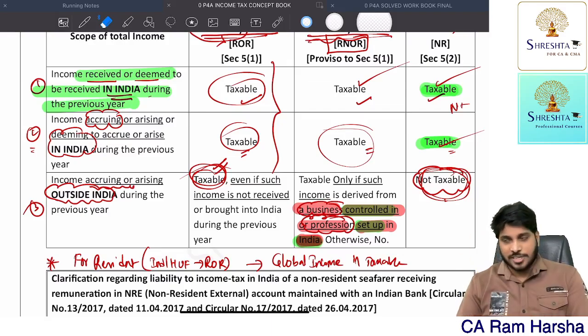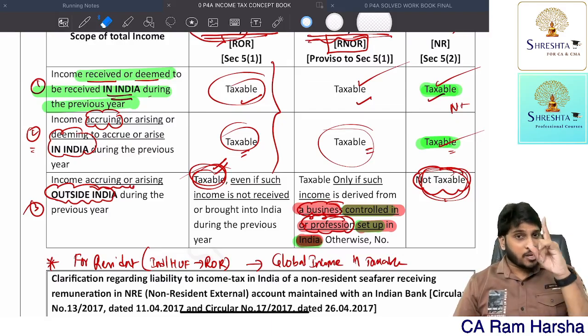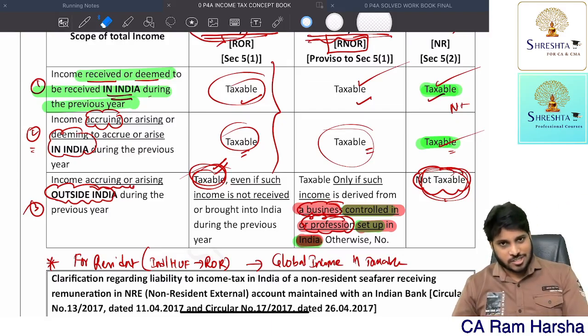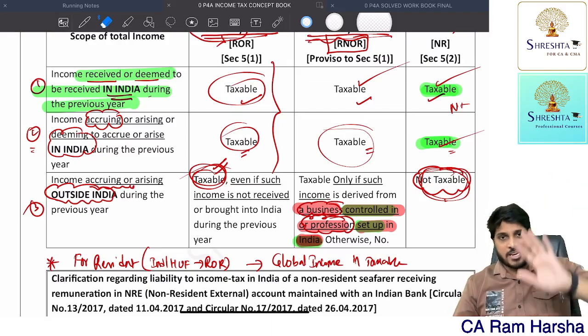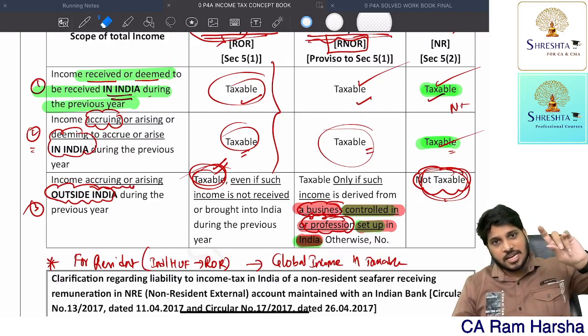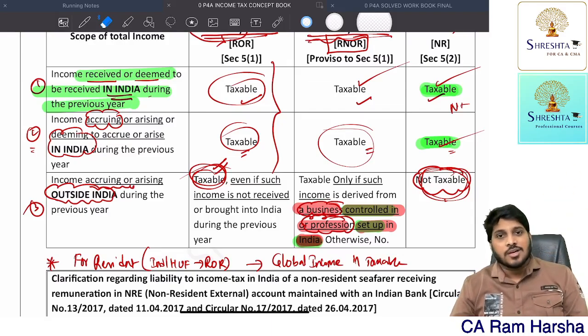Let us look at this situation, shares. In which company? United States. I have shares in Apple company, and I have a bank account in the United States also. I have a bank account with the Bank of America. In that I have a foreign bank account.